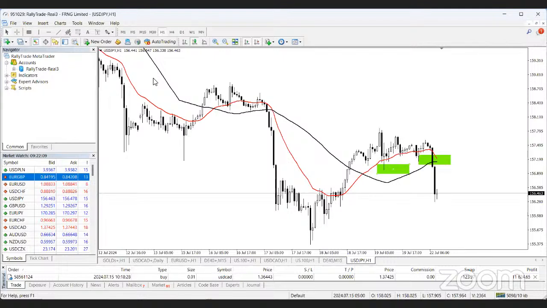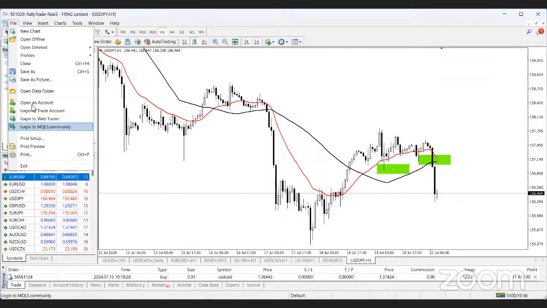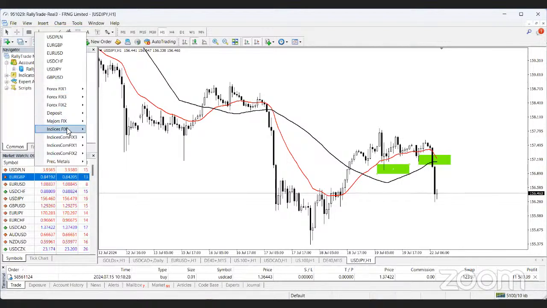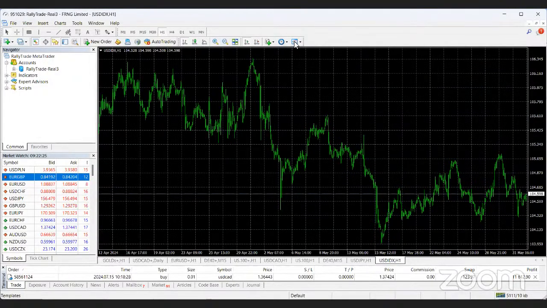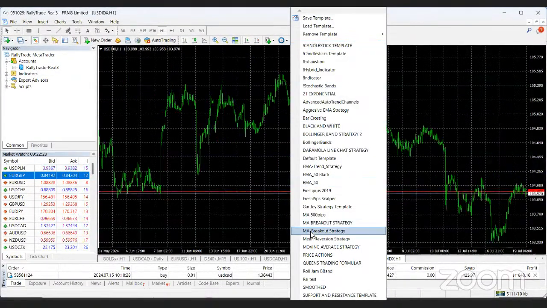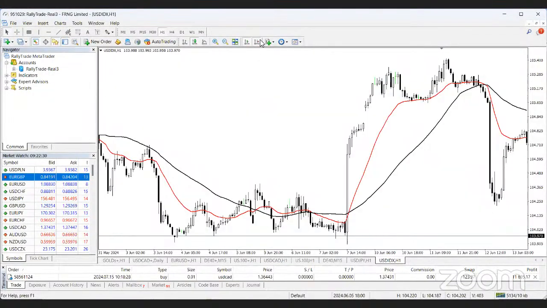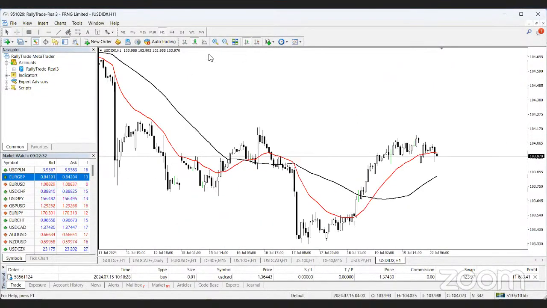Now, let's quickly check it on another instrument, like the USD index, as some suggested. I'm looking for the USD index. This is the USD index. Okay, so I'm going to go to the breakout strategy and test it on it. Good. On this one, the price is just separating. I'm on the 1 hour chart.